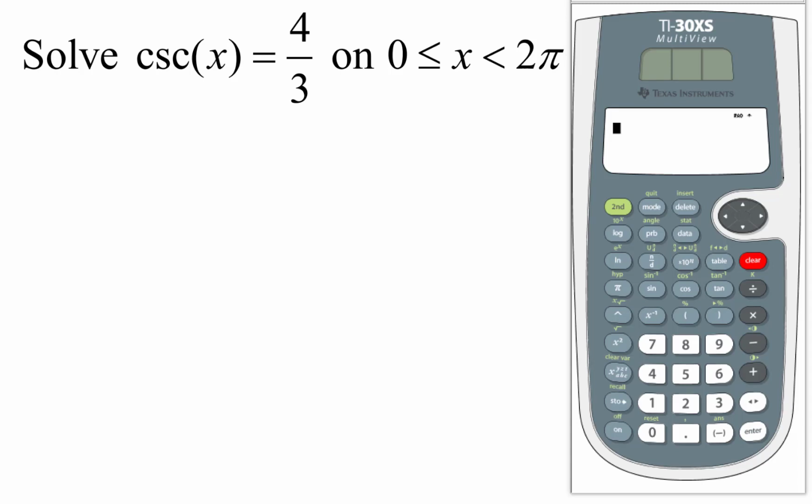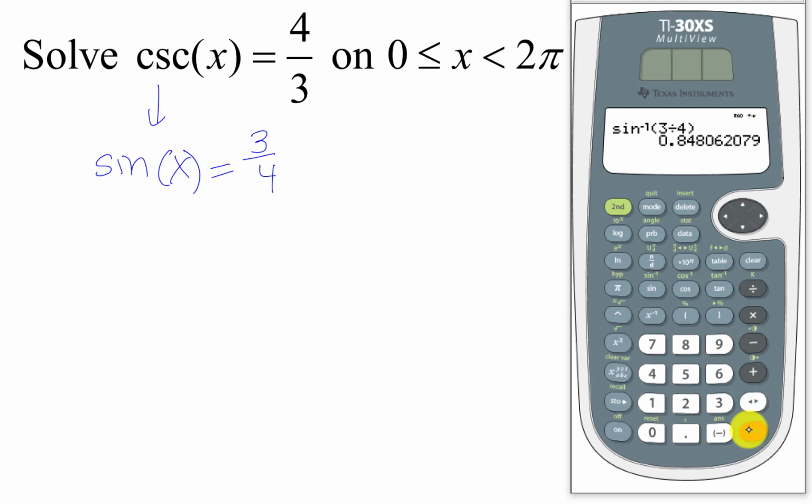Here we want to solve for cosecant x equals 4/3 on the interval from 0 to 2 pi. I don't have an inverse cosecant button, but I do have an inverse sine button on my calculator, so I'm going to write this in terms of the reciprocal function. Sine of x equals, if cosecant's 4/3, then sine's the reciprocal of that, so 3/4. So I'm going to hit the inverse sine and put in 3 divided by 4.